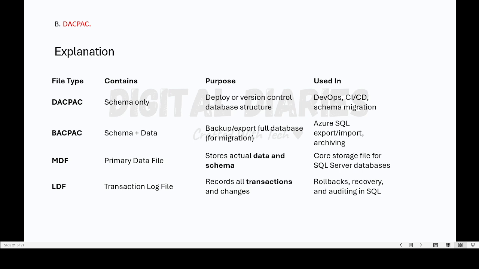I've given the explanation of all four files and when we use them. DACPAC files are used when we only have to take the schema, and the purpose is to deploy or version control our database structure. They can be used in DevOps, CI/CD, and schema migration. BACPAC files are used when we have to move both the schema and data. They are mostly used for backup or when we have to export our database for migration, with Azure SQL export and import commands, or when we want to archive our data.